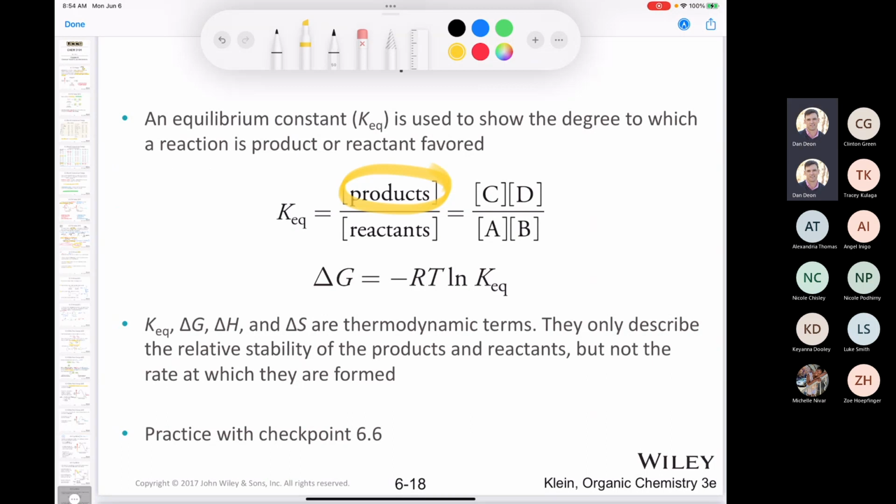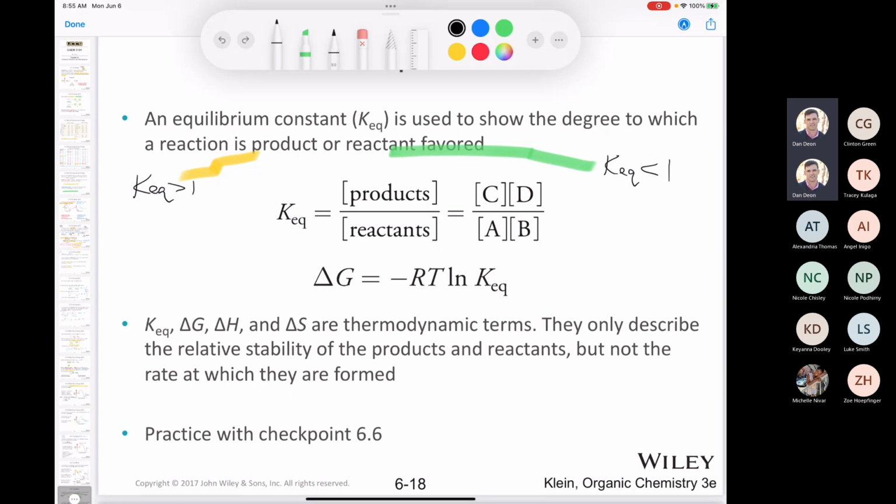Did anybody answer that? If you have mostly products, what will K be? Would it be greater than 1 or less than 1? If your numerator is bigger than your denominator. Could anybody answer that? Yeah, absolutely. Right? If it's mostly products, if it's product favored, then your K equilibrium would be greater than 1. And it stands to reason that if the reaction is reactant favored, that means that this number would be bigger, and you'd end up with a K equilibrium so that in that case, your K equilibrium would be less than 1. And don't worry, we have this summarized on a slide. Well, what's the relationship between equilibrium constant and delta G of our reaction?